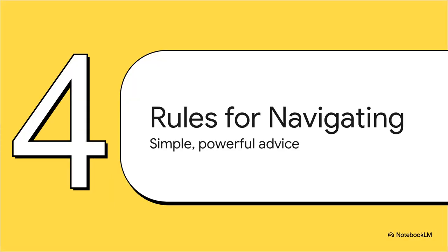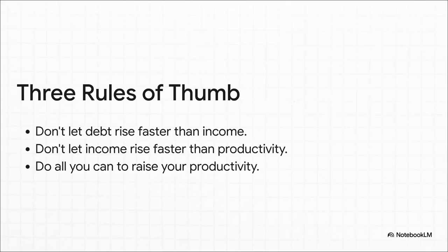Okay, last part. We've seen how the machine works, the cycles that creates, and what happens when it breaks. So the big question is, how do we navigate all of this? Well, the whole model really boils down to 3 simple but incredibly powerful rules. Okay, rule number 1. Don't let your debt rise faster than your income, because you just can't outrun a growing debt burden forever. Rule number 2, don't let your income rise faster than your productivity. In the long run, it just makes you uncompetitive.